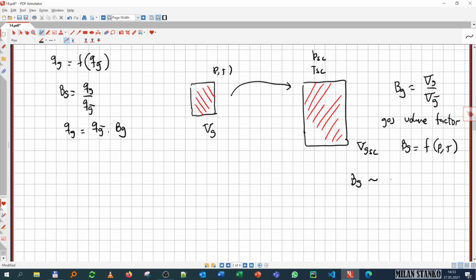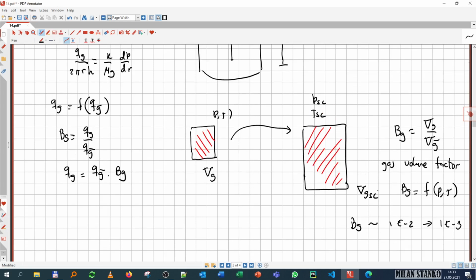Vg is typically maybe something like e to the minus 2 all the way to e to the minus 3. It's in that order of magnitude. Okay, so after we have that, we can substitute again back into our equation, Qg times Vg. So the Vg, we put it here. This is K mu G dp dr, and on this side we have 2 pi, maybe the h we put here, r, and also the 2 pi, and the r stands just here alone.